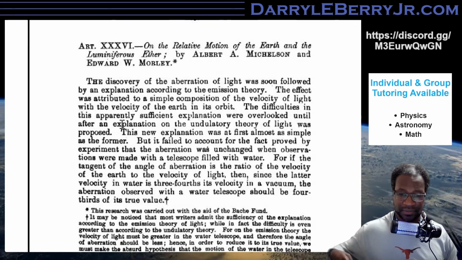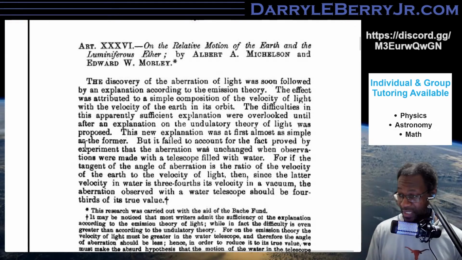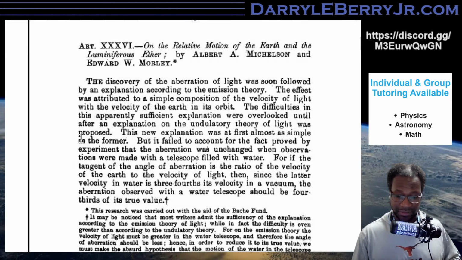This new explanation was at first almost as simple as the former explanation, but it failed to account for the fact proved by experiment that the aberration was unchanged when observations were made with a telescope filled with water. For the tangent of the angle of aberration is the ratio of the velocity of the Earth to the velocity of light. Since the latter velocity in water is 3/4 its velocity in a vacuum, the aberration observed with the water telescope should be 4/3 its true value. So let's look at the math that they're talking about here.